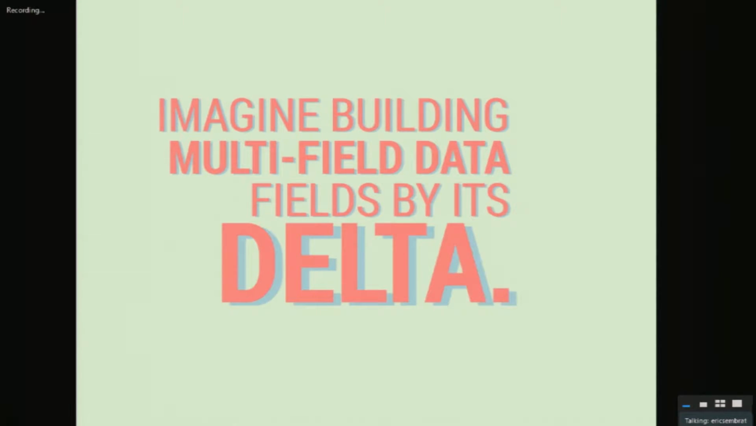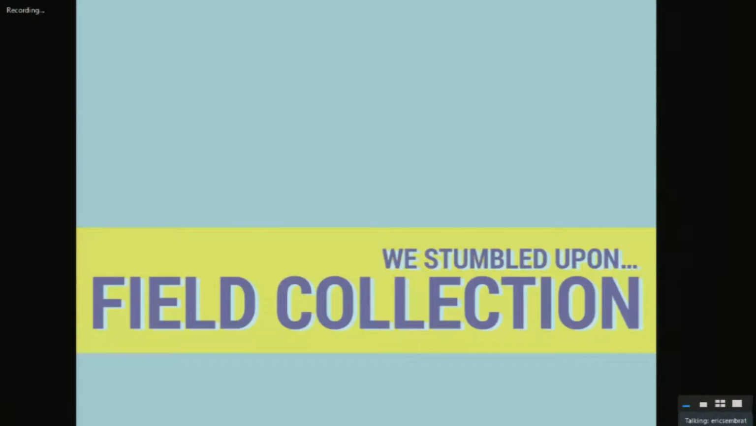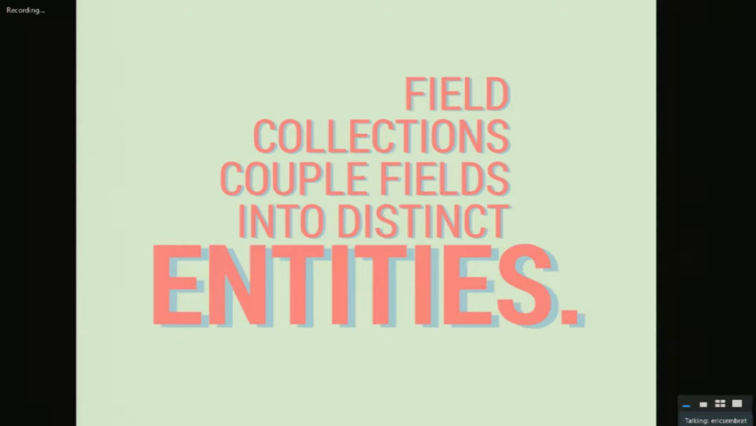There are better things than that, including things like field collection. Field collection, if no one's ever seen it before, basically allows you to couple or combine fields into distinct entities that you can just display as a field on an entity like a content type.